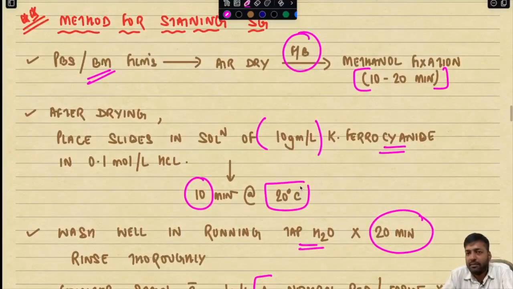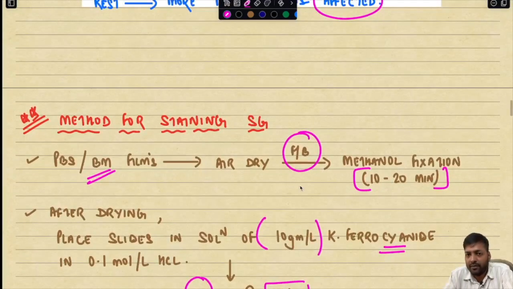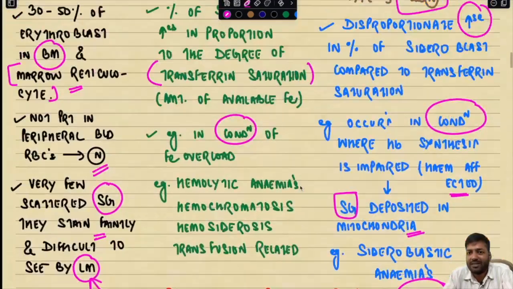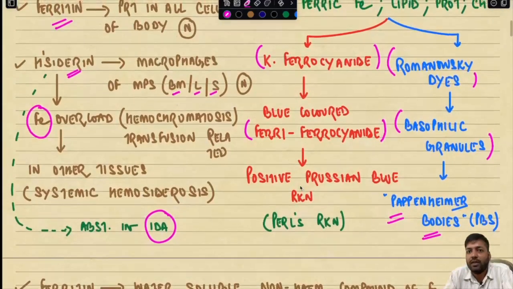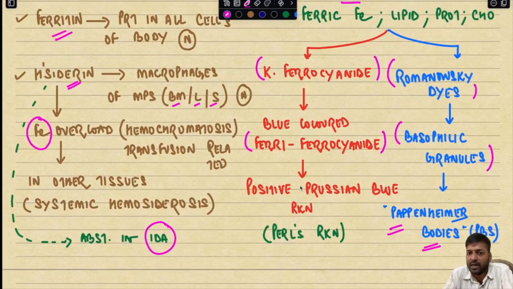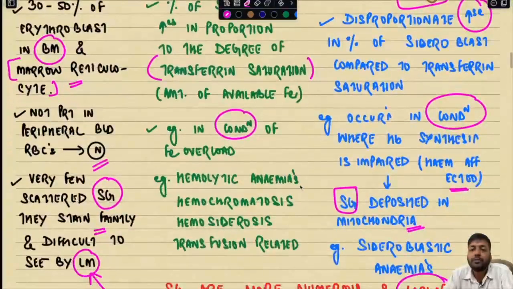As we have already mentioned previously, if these siderotic granules are present, then when we do the Perls stain, you will get a blue colored ferrocyanide, which is a positive Prussian blue reaction, the Perls reaction. And if you carry out a Romanovsky staining, whether in the PBS or in the bone marrow, they appear as basophilic granules and they are also known as Pappenheimer bodies.